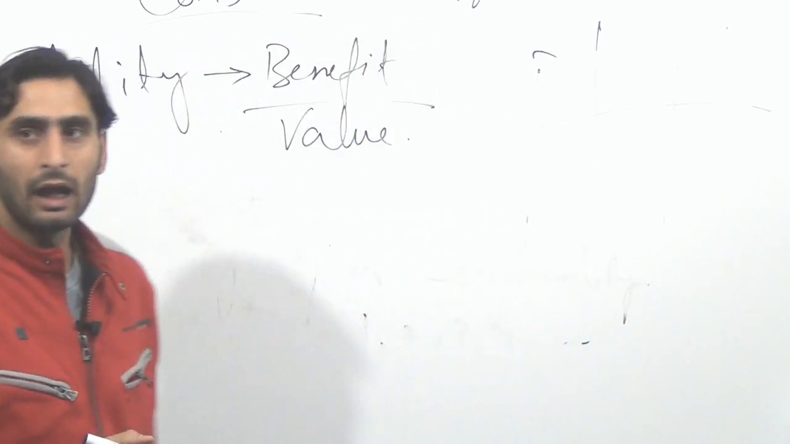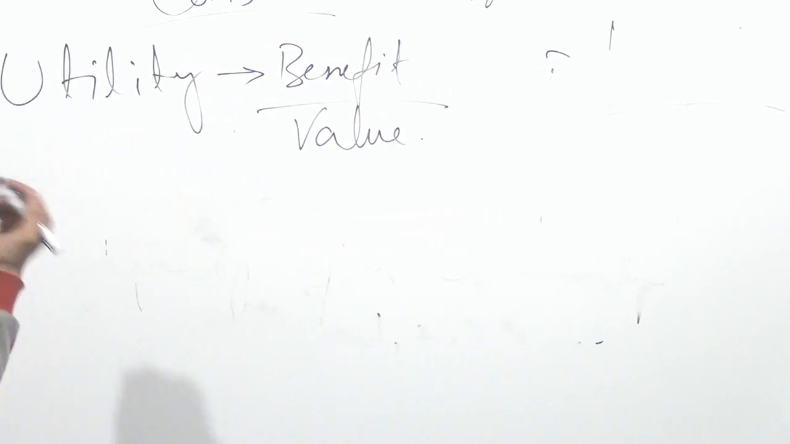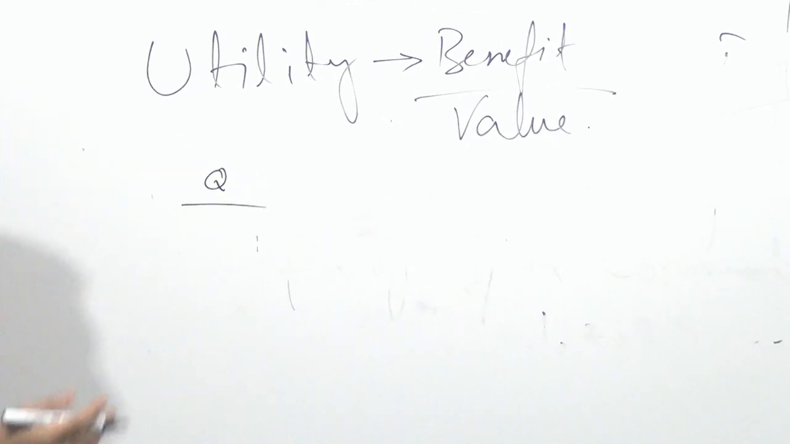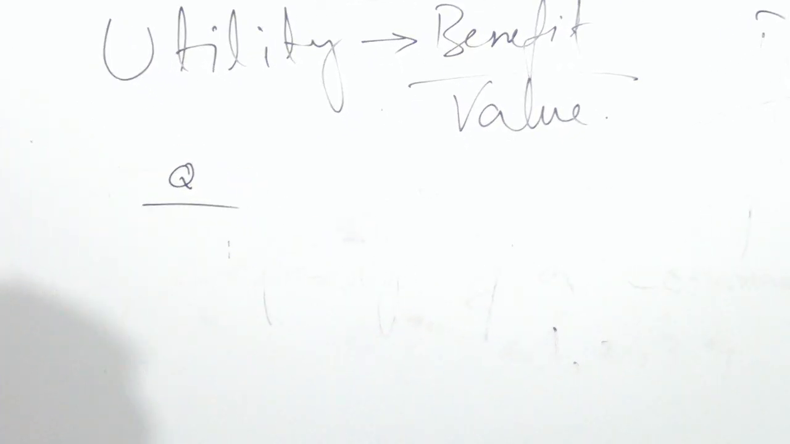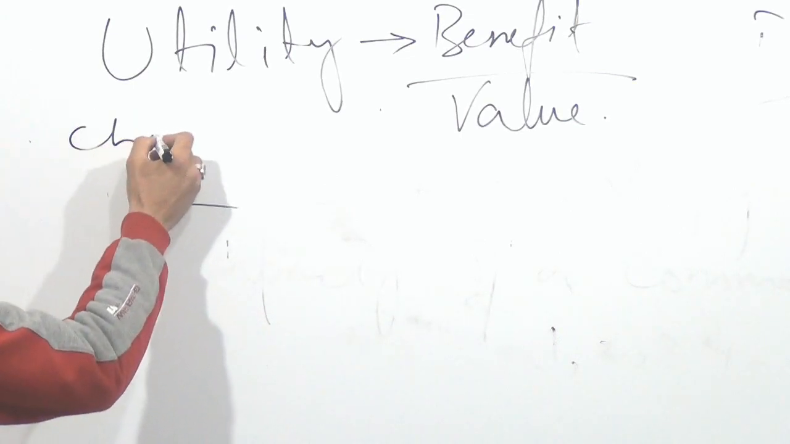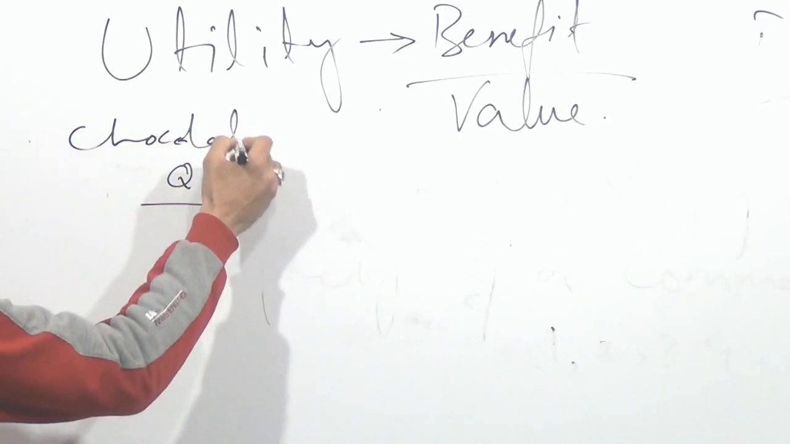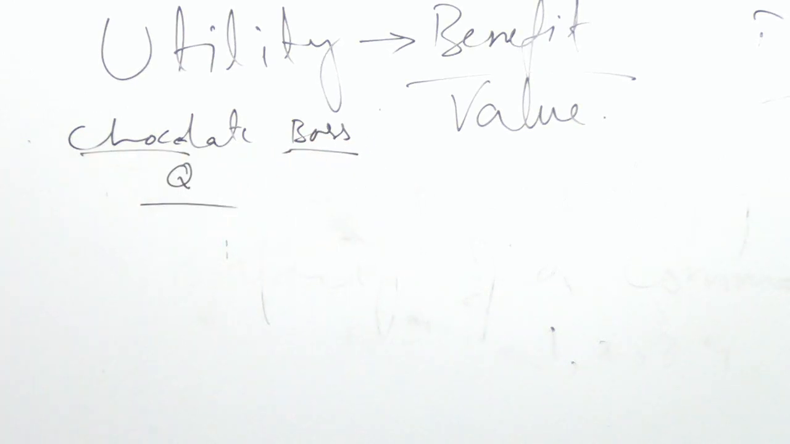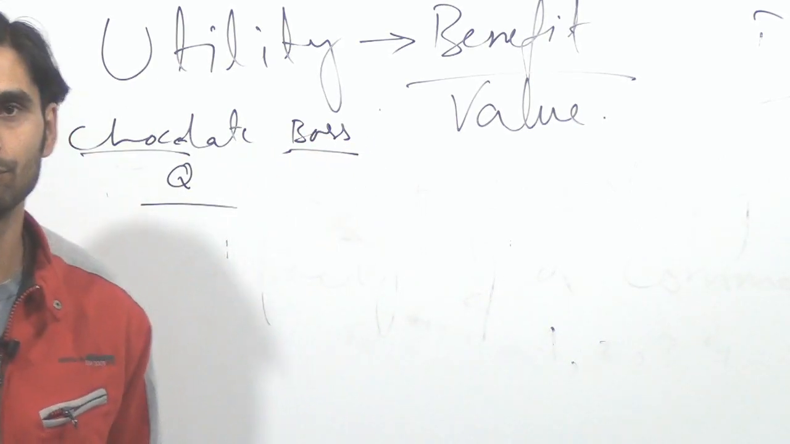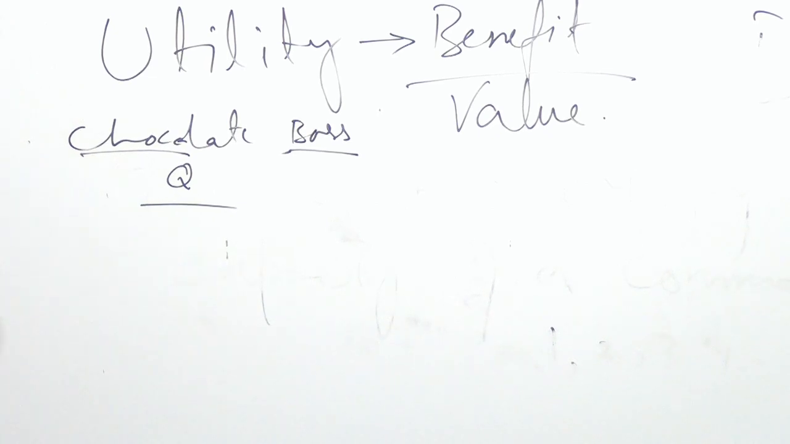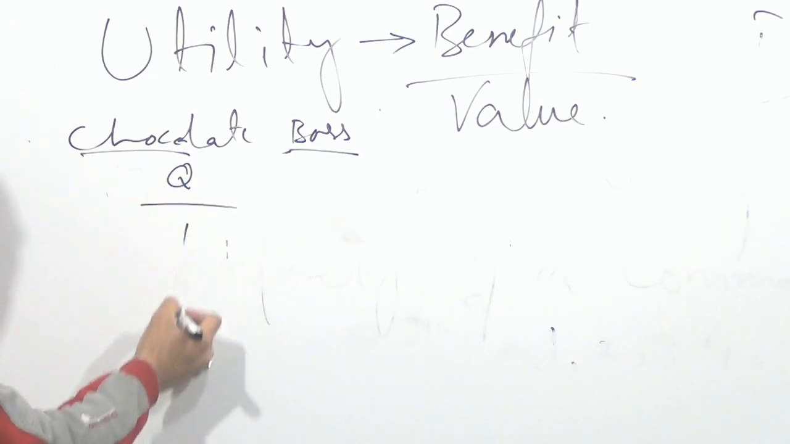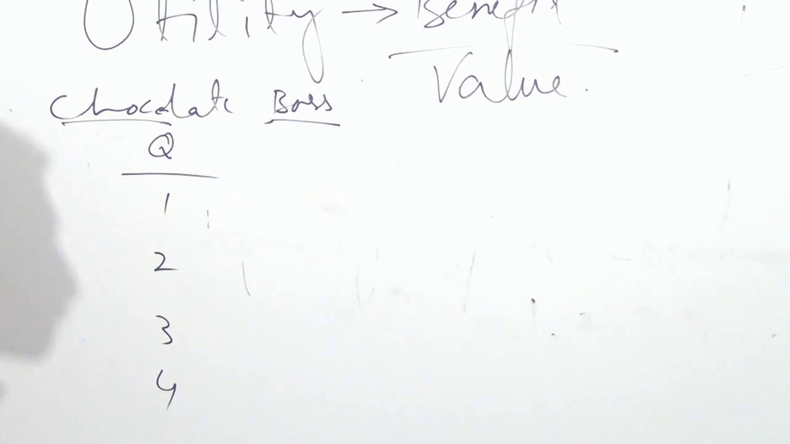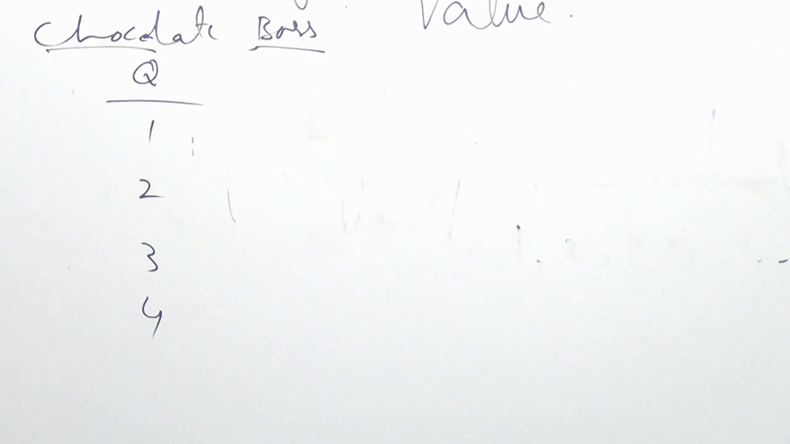Suppose I am taking a particular quantity of chocolate bars. There is a limit to what I can consume. Let us see: first unit, second unit, third unit, fourth unit, and so on. We can take many units.